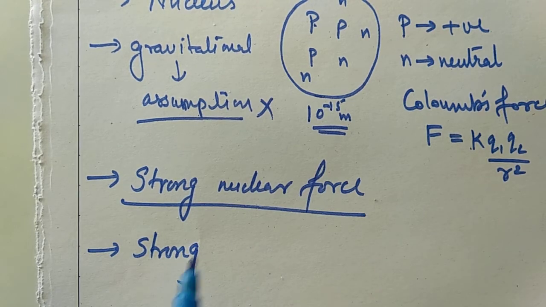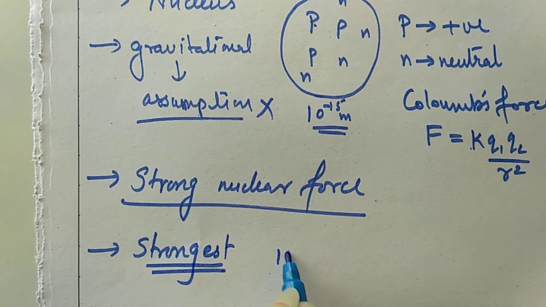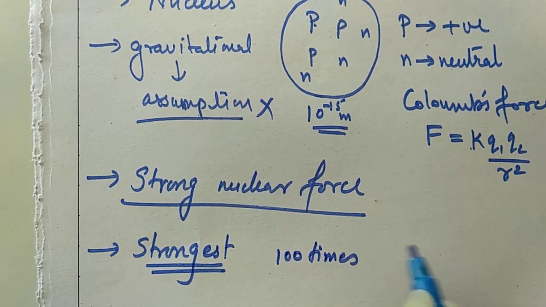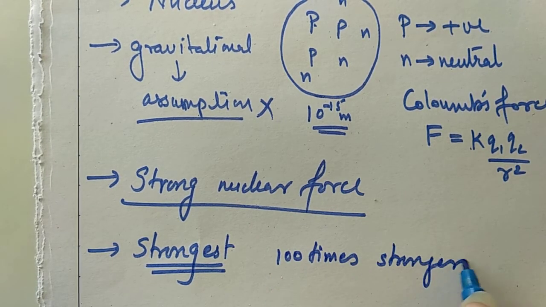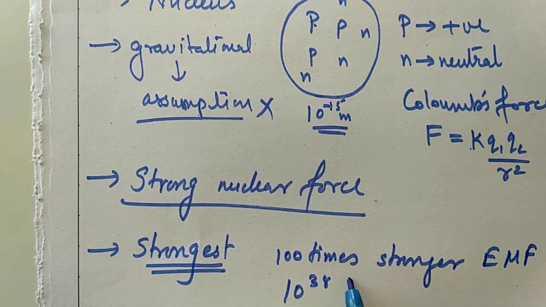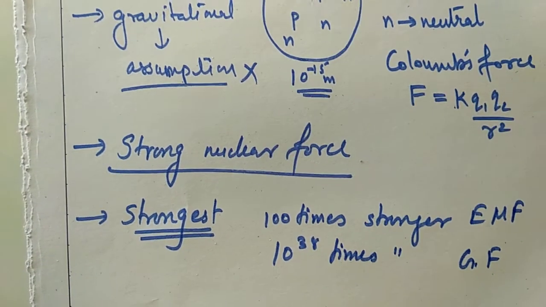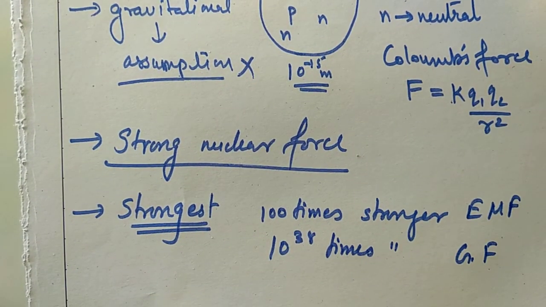This is the strongest force in nature, and it is 100 times stronger than electromagnetic force, and 10 raised to 38 times stronger than gravitational force. So now you can see the comparison. So this is one property.